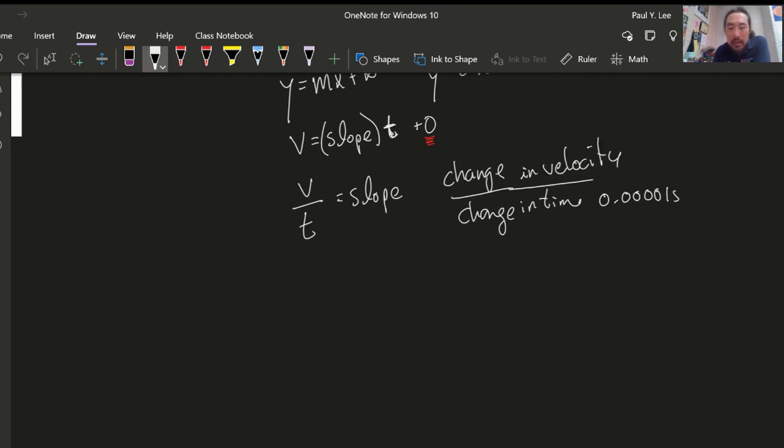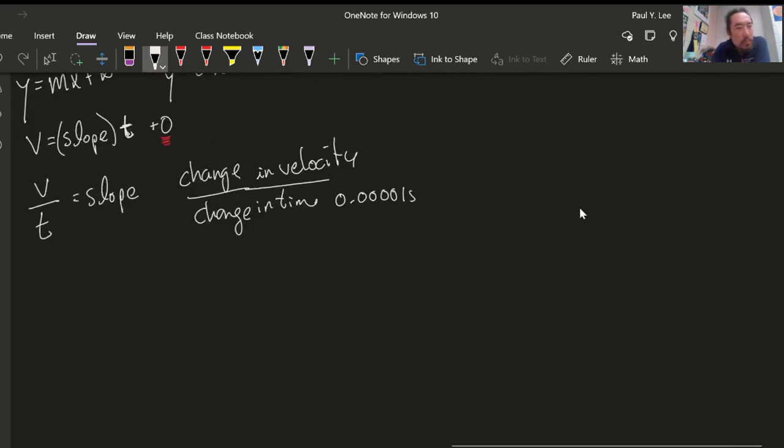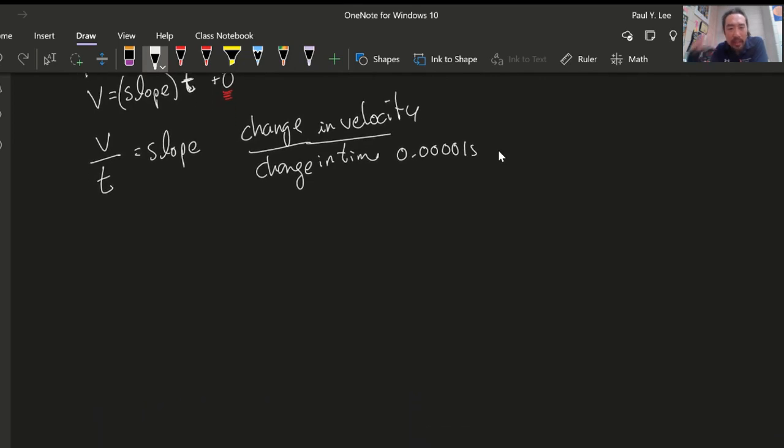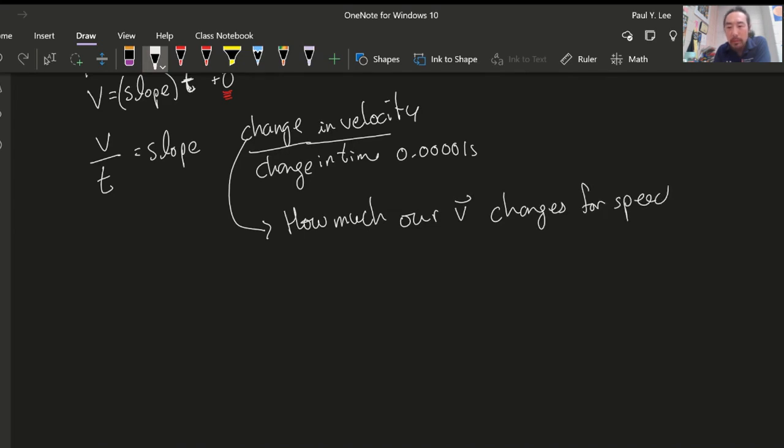Now, this here is one of the most important definitions for our physics class. What exactly is the change in velocity? Change in velocity is how much our velocity changes, for speeding up or slowing down. Okay?